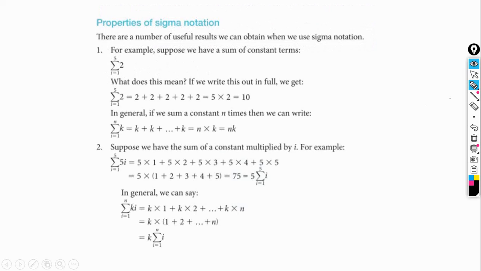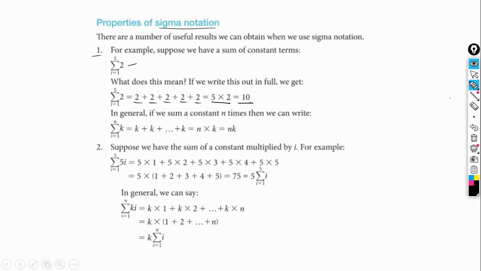Okay, so next let's take a look at some properties of sigma notation. There are a number of useful results we can obtain when we use sigma notation. So number 1, for example, suppose we have a sum of constant terms. So notice that there's no variable here. It just says the sum from 1 to 5 of 2. So that just means adding 2 5 times. But that's the same as saying 5 times 2, which is 10.